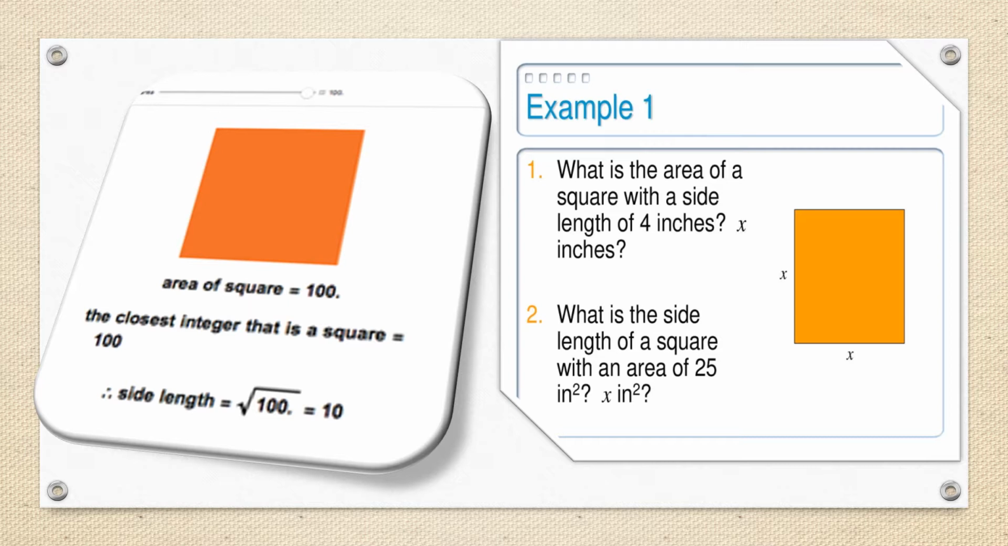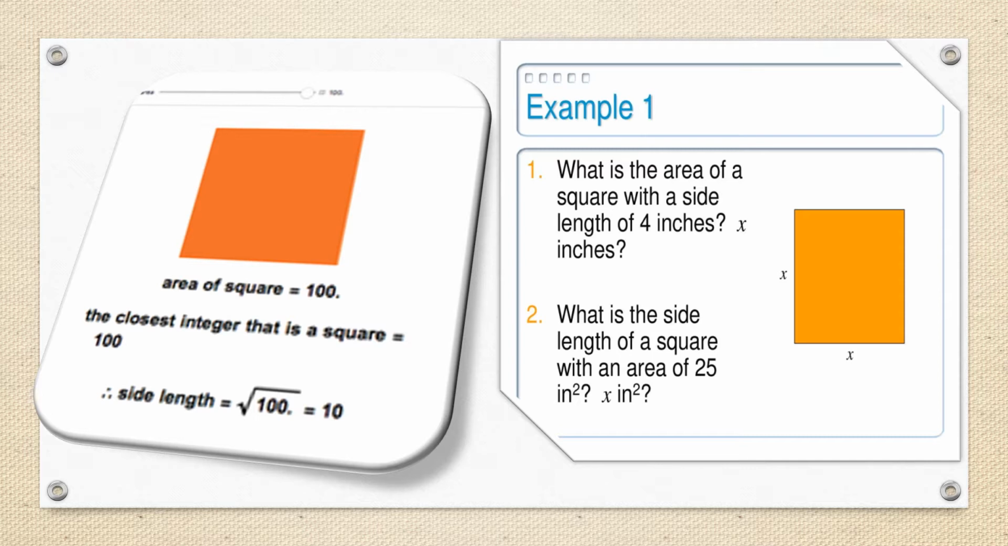If the area of a square is 100, this is a diagram of the square. Now if the area of the square is 100, what will be the side? Side is equal to root over of area, that means root over of 100, and side will be 10. The closest integer that is a square is equal to 100. That means if you want to find out the side from the area of a square, you have to do the square root.